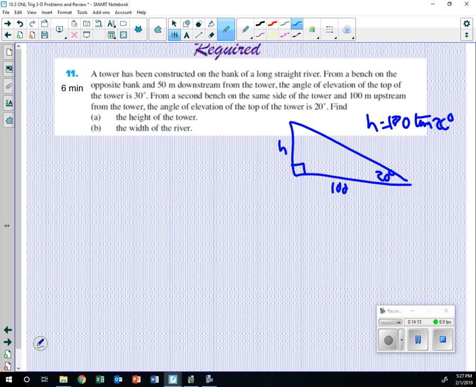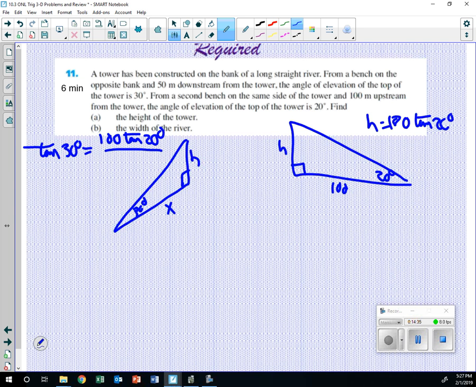And then on the other triangle, this one here, that is a right angle. This is 30. This is still h. And we want to find x. The tangent of 30 was h, which is 100 times the tangent of 20, over x. So x is going to be 100 times the tangent of 20 over the tangent of 30.